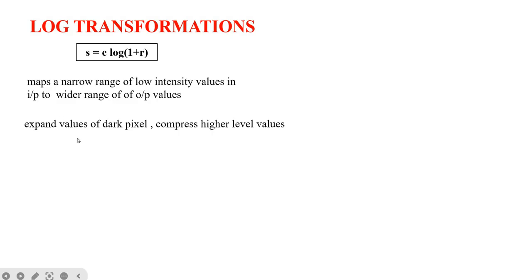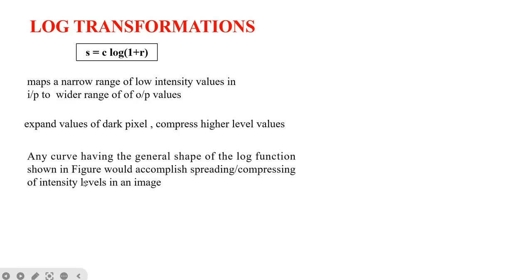So this type of transformation is used to expand the values of the dark pixels in an image, and it compresses the higher level values. The opposite is true of the inverse log transformation. This is log transformation; its inverse is inverse log transformation. And any curve which has the general shape of the log transformation, which we have seen in the first slide, would accomplish spreading or compressing of the intensity levels in an image.